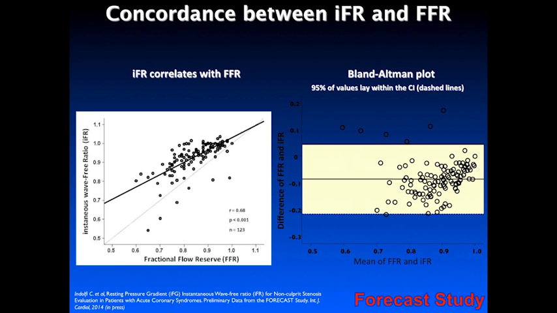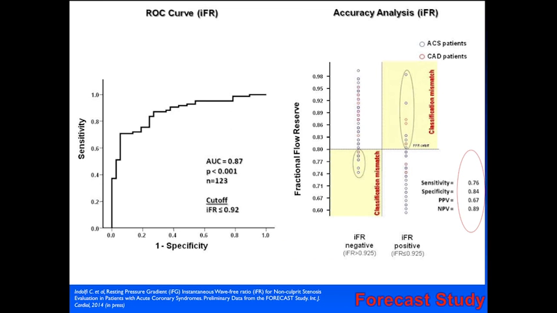In this slide you can see in the left panel the correlation between iFR and FFR, whereas the right panel shows the Bland-Altman plot, which demonstrated a good correspondence between the two parameters. In this slide, you can see the ROC curve and the accuracy analysis. As you can see, the sensitivity was 0.76, whereas the specificity of using iFR was 0.84.